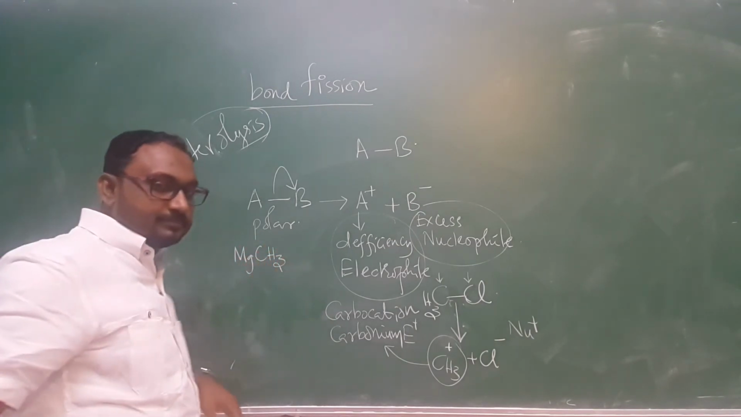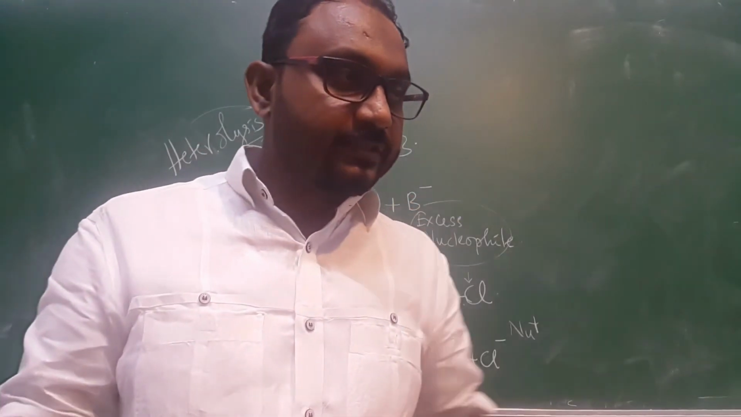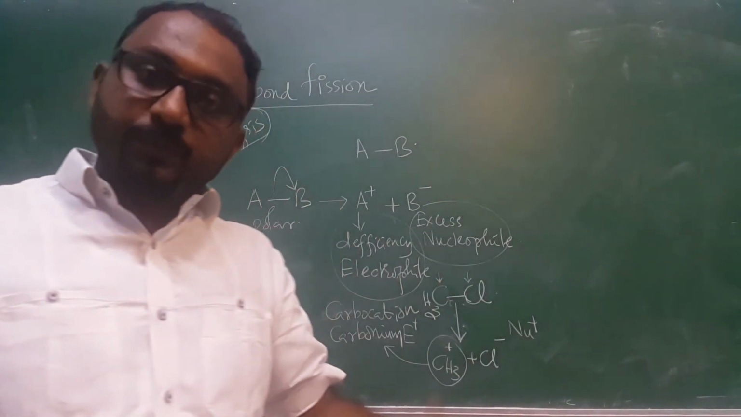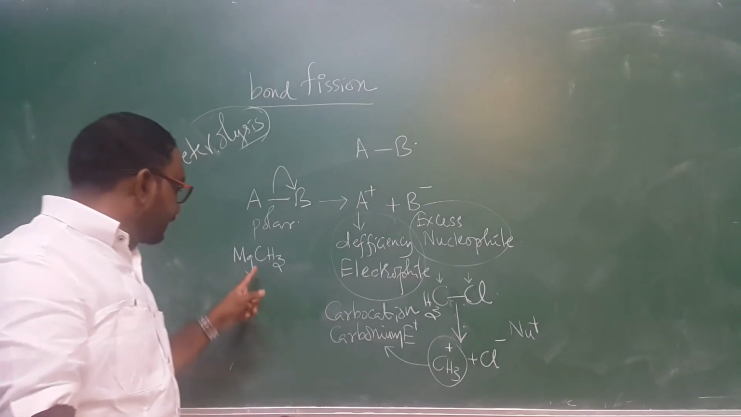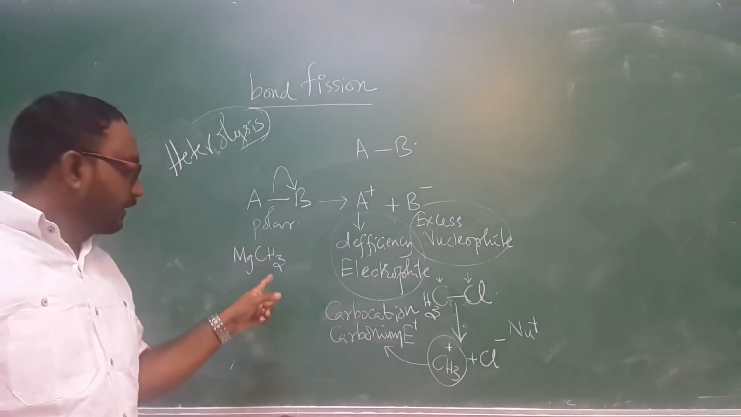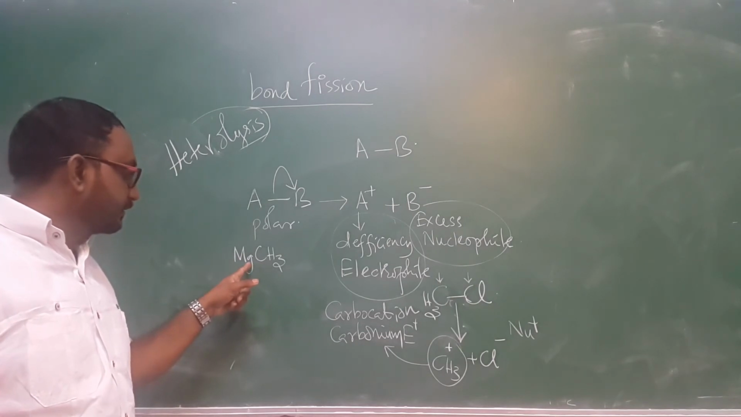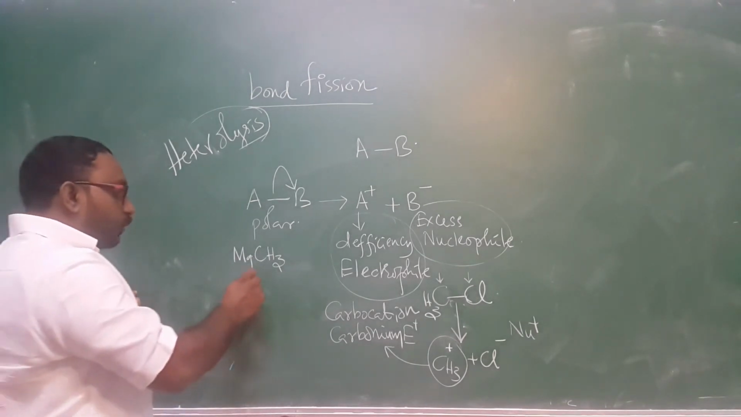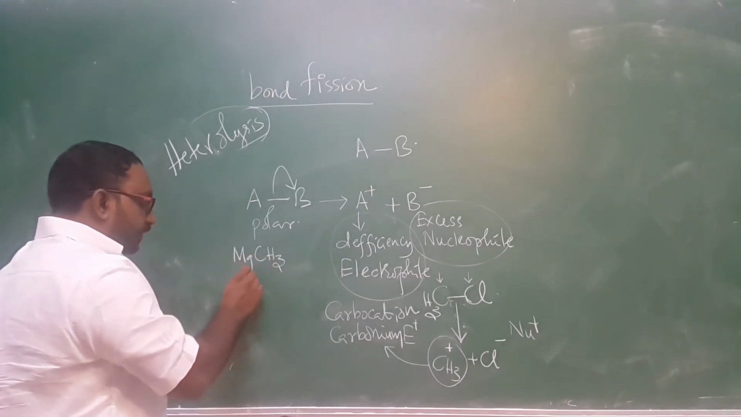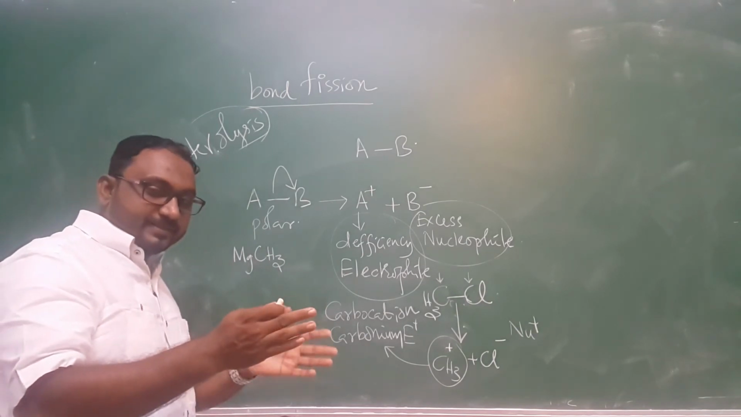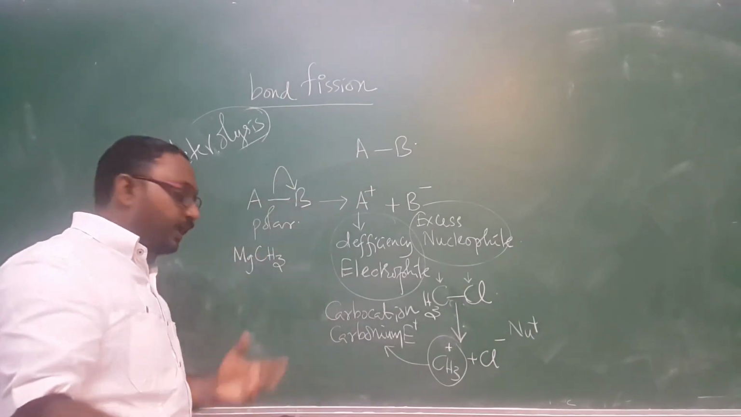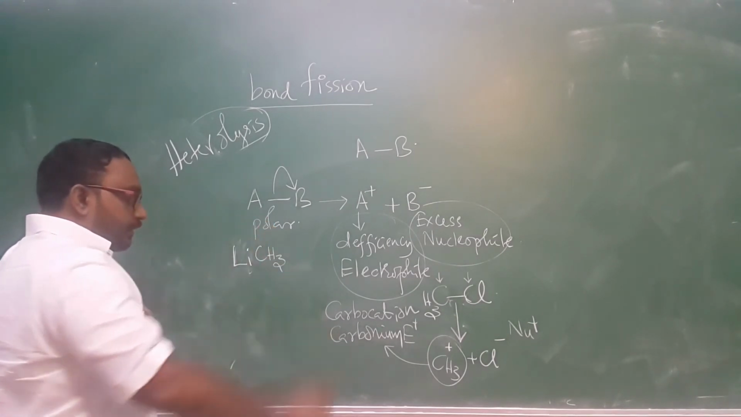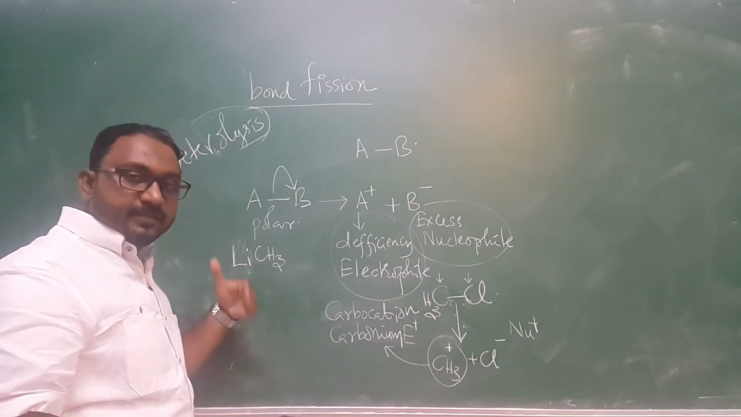We'll take another example, that is MgCH3. You must have heard of Grignard reagent. That is a carbon atom combined with a metal, could be lithium, sodium, magnesium. So this is Grignard organometallic carbon. Its name is methyl magnesium. Here there is a bond between magnesium and CH3. Actually this is not exactly a covalent bond, it is a highly polar bond. So when there is a fission, we can take lithium, methyl lithium.